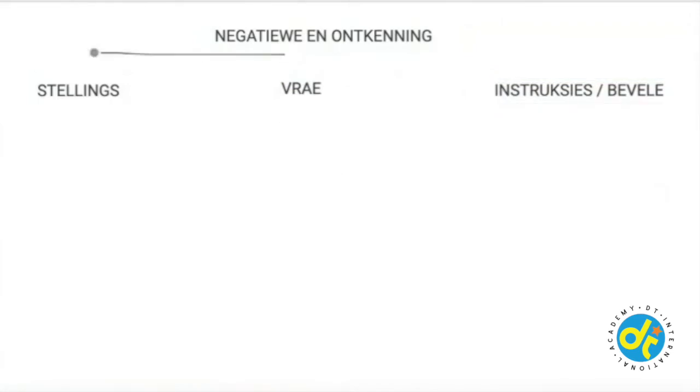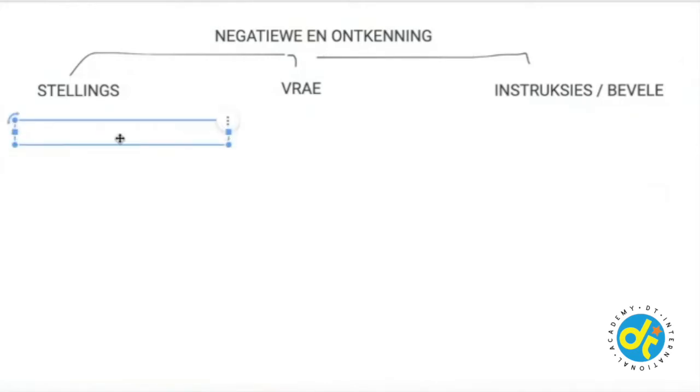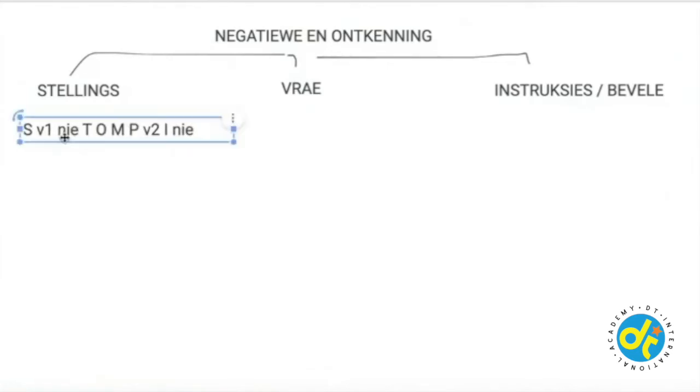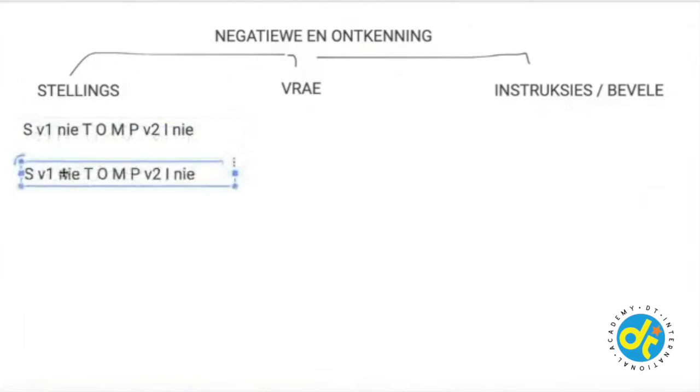So if we look at these types of sentences, what do you remember from a normal statement sentence? What must you remember when it comes to a negative sentence? Always the two negatives, and one has to be after the first verb, and the second one has to be at the end of the sentence. So nie goes there, and then the other nie goes there. Good, that's good.